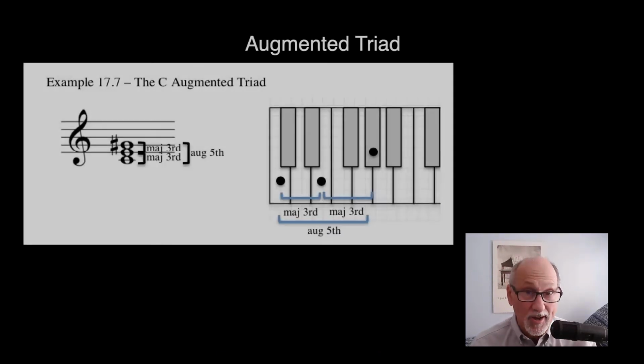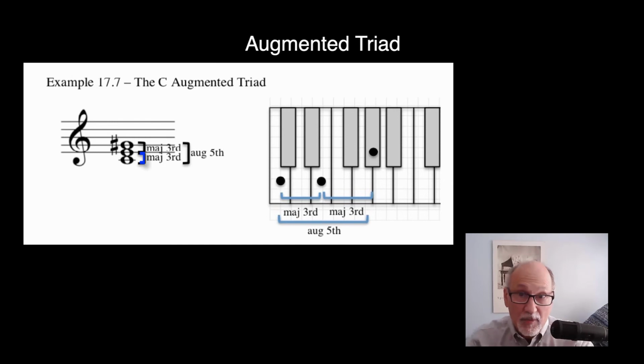Now, the augmented triad consists of a major third from the root tone to the chord tone third, and another major third from the chord tone third to the chord tone fifth. So that results in an augmented fifth from the root to the fifth. And that structure is illustrated here.